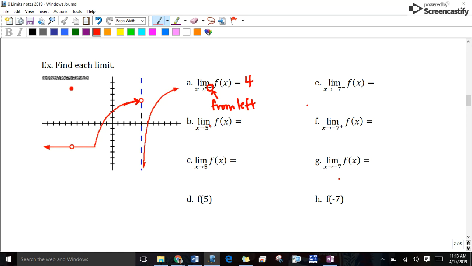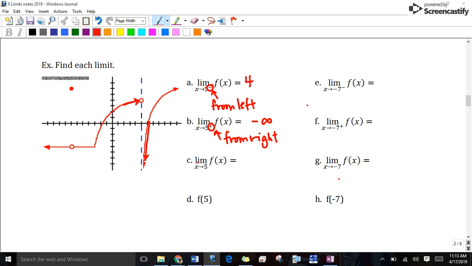How about letter B? As x approaches 5, now I see the plus. So I'm going to come in from the right. So right side of 5, that would be the other side of my asymptote. As I follow my function, getting close to 5 from that side, it looks like it's going to keep heading down. I can see what was supposed to be an arrow there. So I'm going to go with a negative infinity on that one.